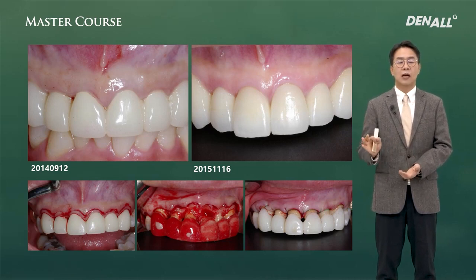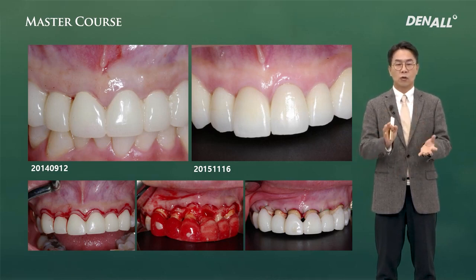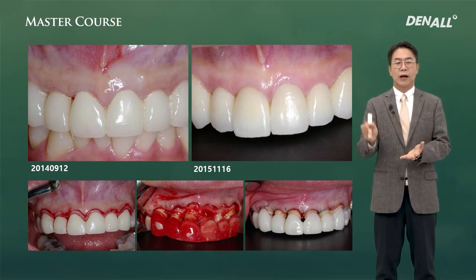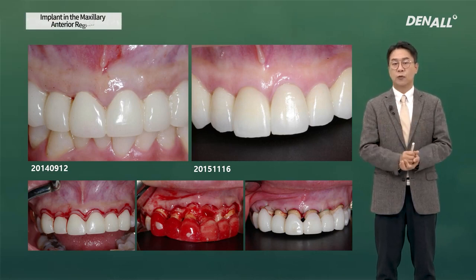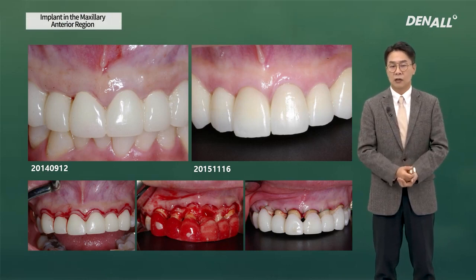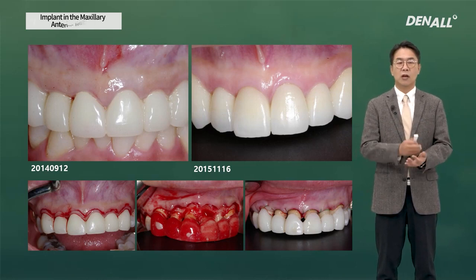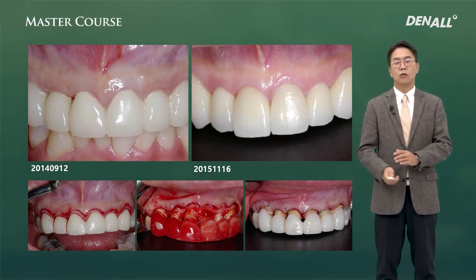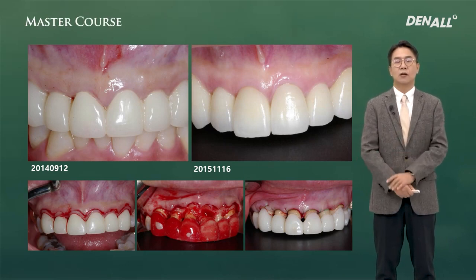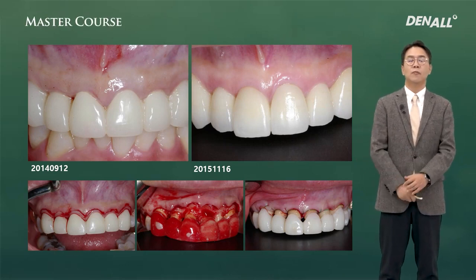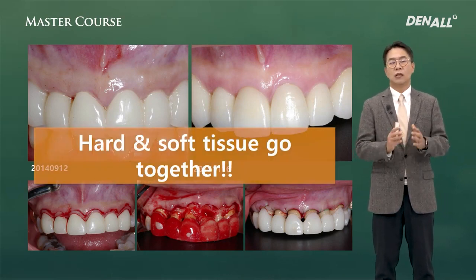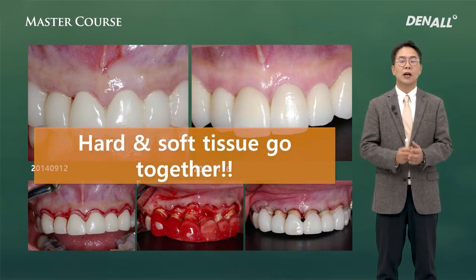If you look at the picture at the bottom right, the embrasure is open and you can see the gingiva control line and the roots are a little bit exposed. Based on that, prosthesis is completed. As you can see on the top right, the teeth and gingiva are harmonious, very aesthetic. That means soft tissue and hard tissue cannot be separated. They move together.